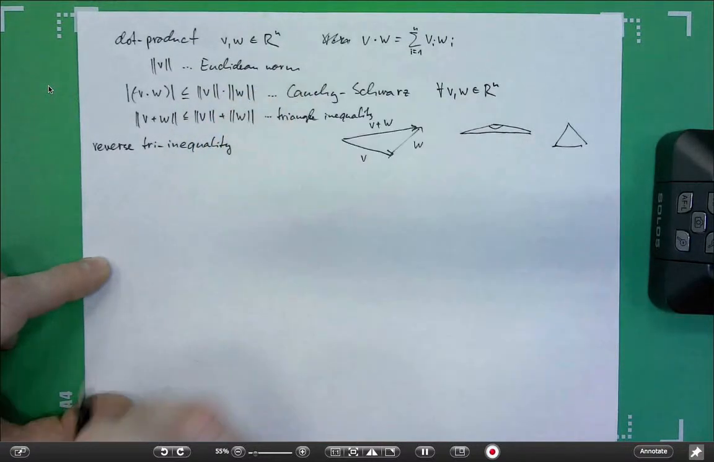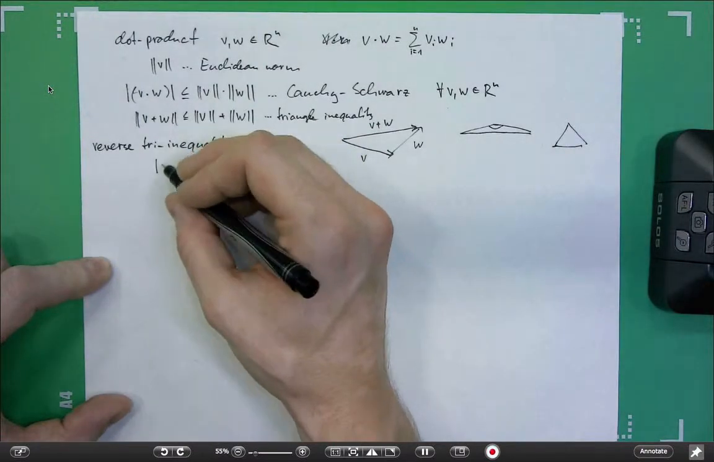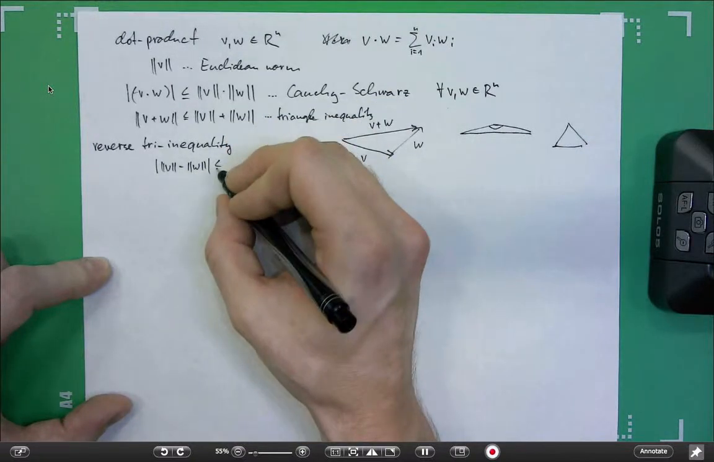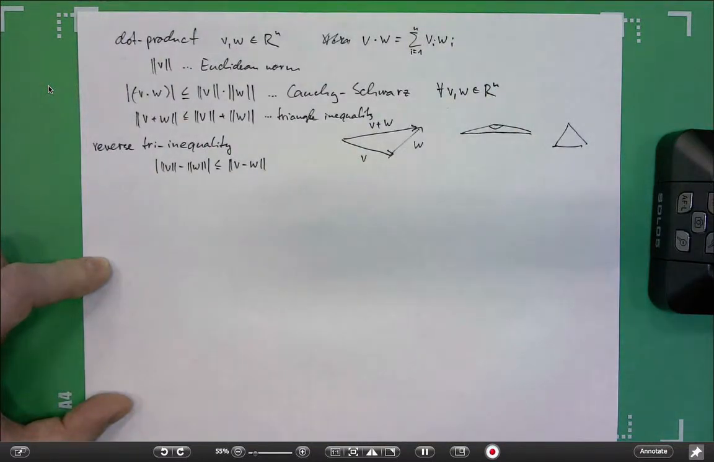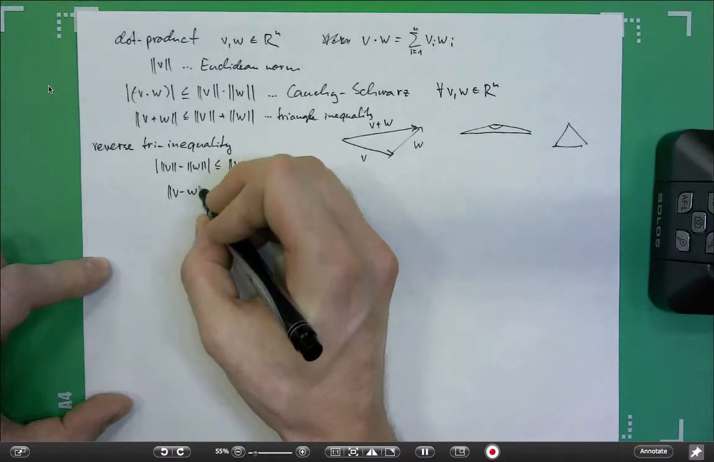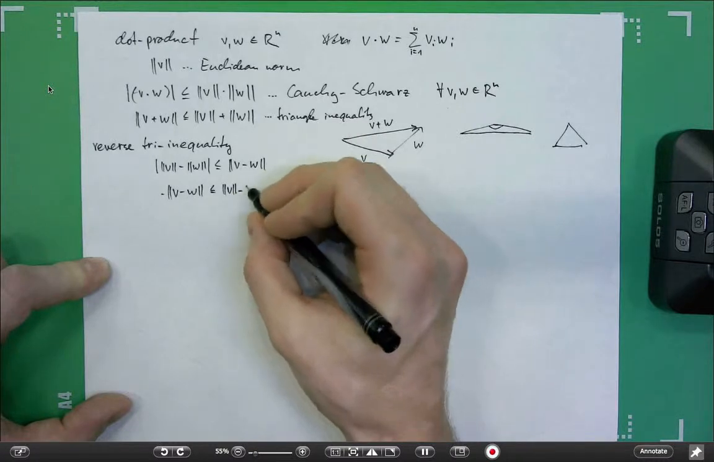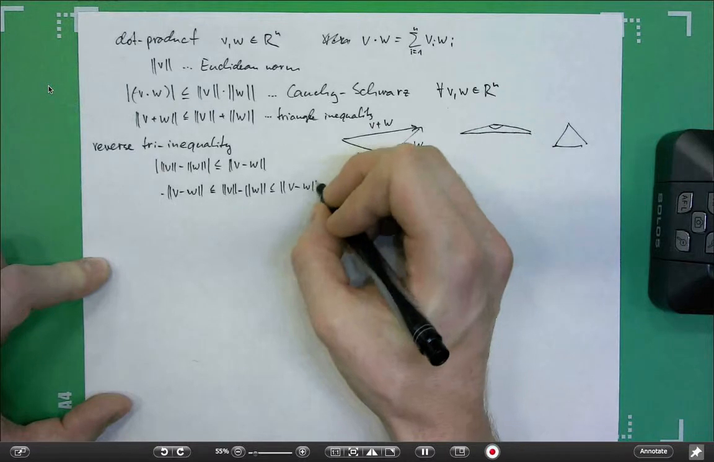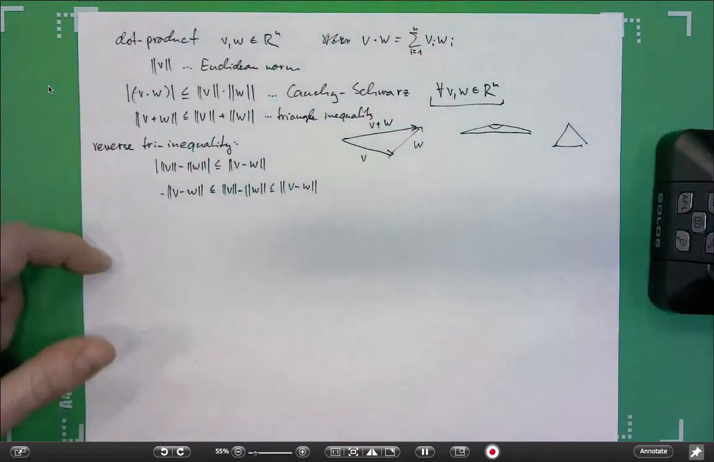The reverse triangle inequality says that the absolute value of the norm of v minus the norm of w is always less than or equal to the norm of v minus w. If you think about it, this is actually the same as saying that minus the norm of v minus w is less than or equal to the norm of v minus the norm of w, which is less than or equal to the norm of v minus w. And again, of course, always, for every v and w in R^n.